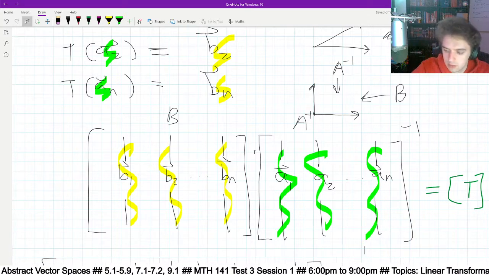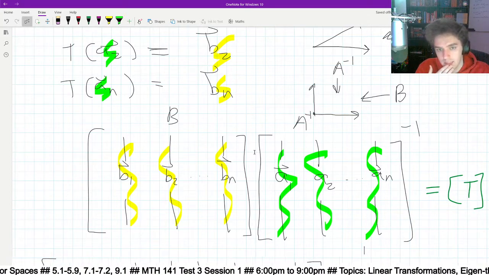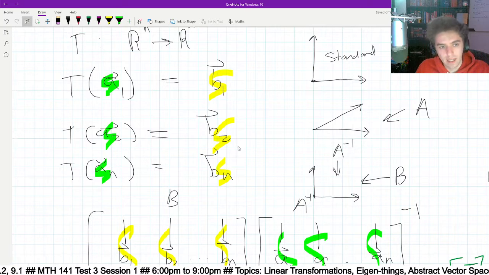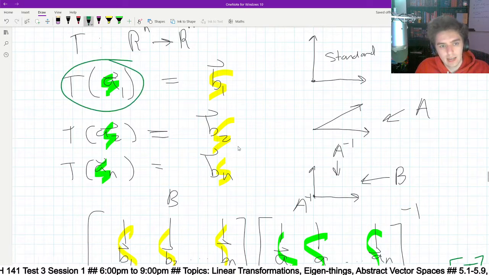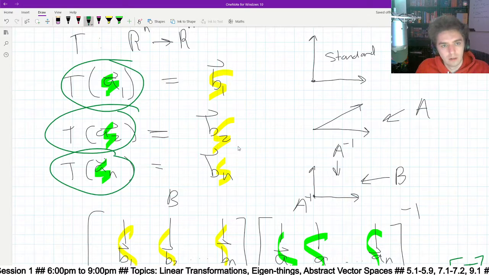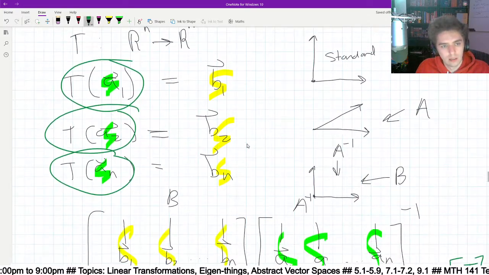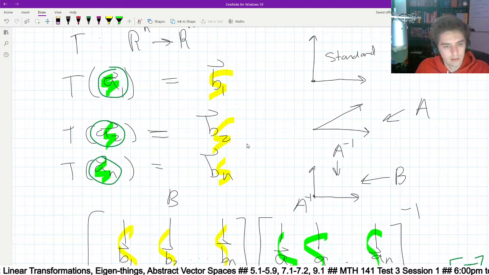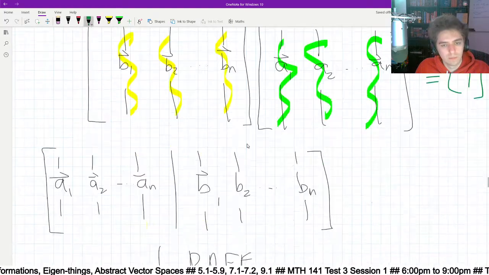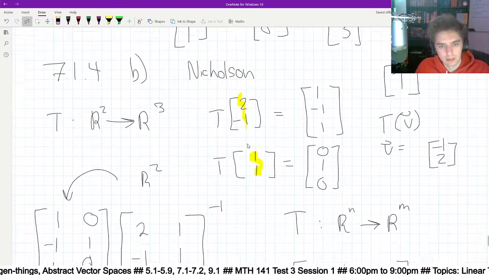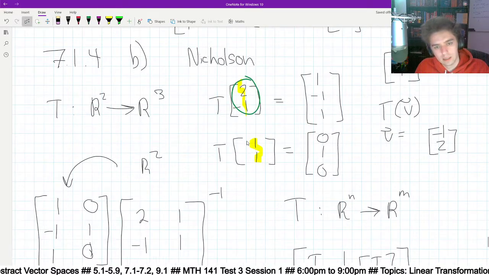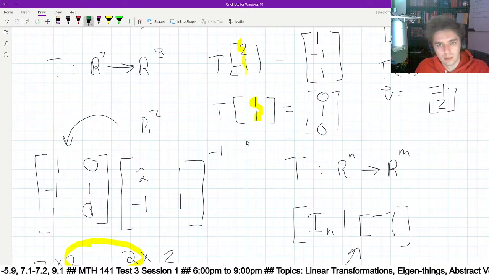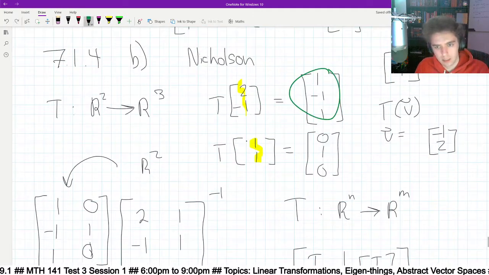But this is when they're in the same R space? They don't have to be. The only criteria that has to be true is that the A's have to form a basis for Rn. So in the textbook example, this and this form a basis for R2, which is our input space. And then this is the output. These are the output vectors.